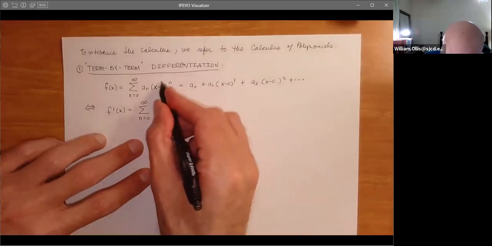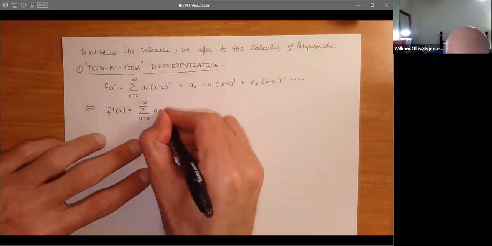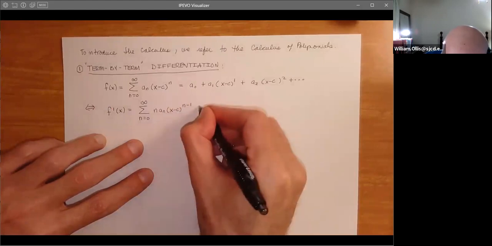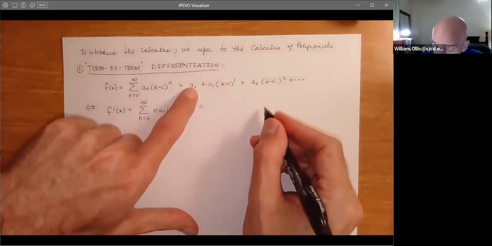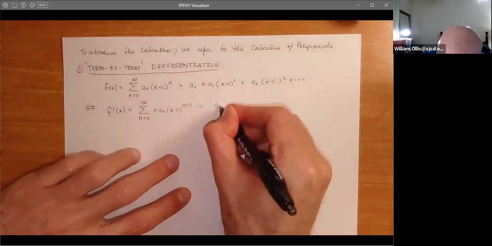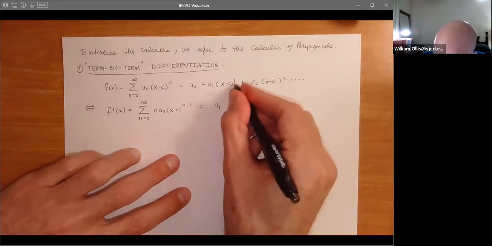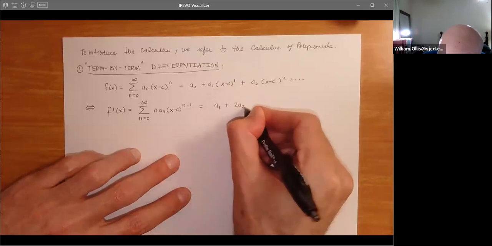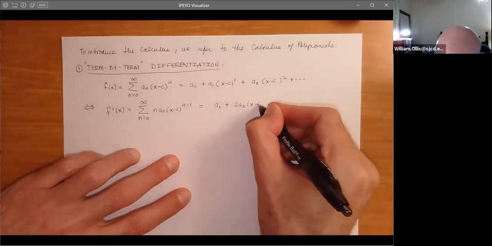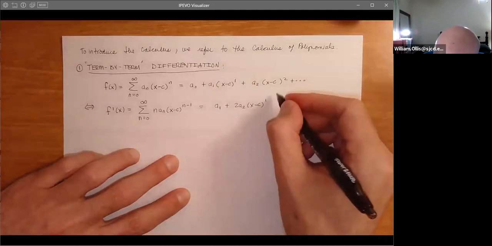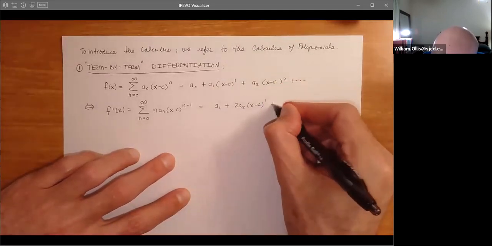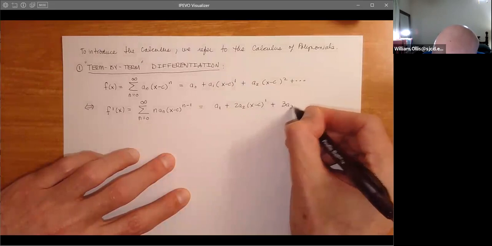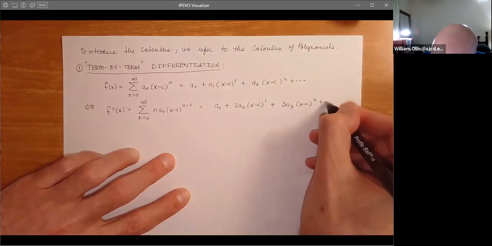So for instance, power rule, we bring the n down, so we have n times a sub n, x minus c to the n minus 1. Of course, if we look over here, this is 0, and then we just get a sub 1, and x minus c to the 1 minus 1 just leaves us the a sub 1. Then we get plus 2 a sub 2, x minus c to the first power. And for the next one, we bring the 3 down, plus 3 a sub 3, x minus c squared, etc.